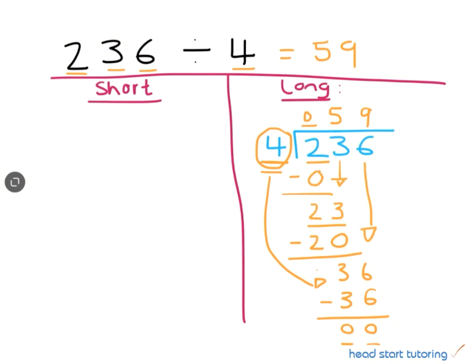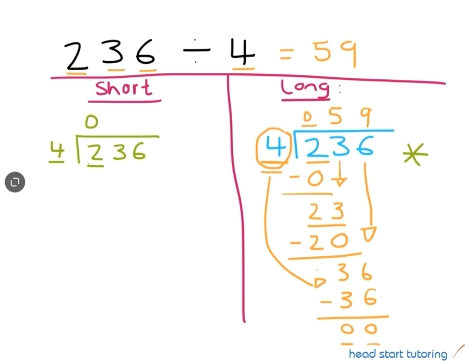Now we are going to do the same division, but we're going to use a slightly different method, and you should only use this method once you are comfortable with the long division method. So we have got 4 into 236. What we need to do is see how many times 4 fits into 2, and we know from our previous example that doesn't fit in.